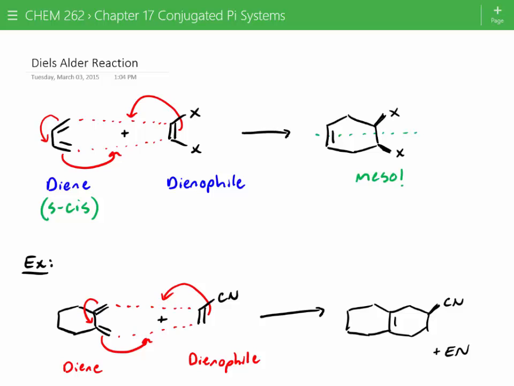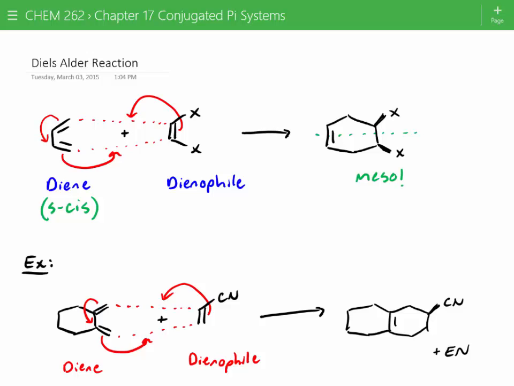All right, yesterday we talked about the Diels-Alder reaction, and we had an introduction to it. We said a Diels-Alder reaction is a concerted cyclization reaction between a diene and a dienophile where we form two new sigma bonds in the process, and we create one new pi bond. So it's a completely cyclic reaction.